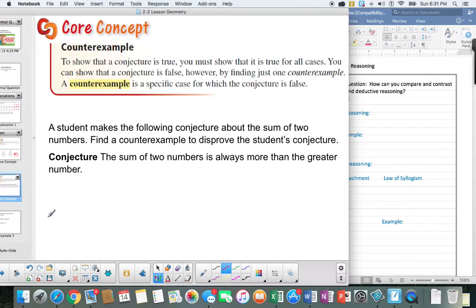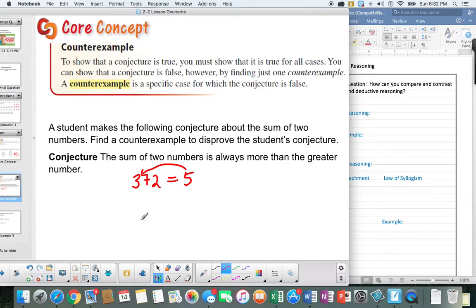Now sometimes when we're looking at conjectures, we might not come across the right conjecture. We might not guess right. And a counterexample is an example that shows us that we didn't make a very good guess. Okay, so here's a conjecture. Somebody made a guess: the sum of two numbers is always more than the greater number. Let's put some numbers down, like 3 plus 2 is equal to 5. And you can see that 5 is greater than the greater number right here. Well, that's a true statement. I'm trying to prove that this is false.